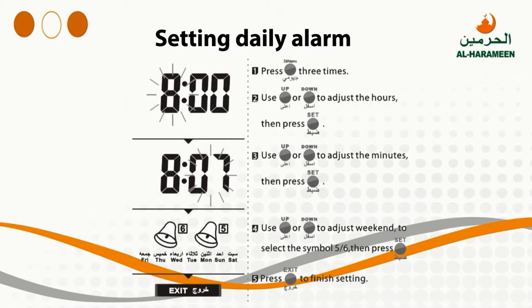1. Press D/alarm 3 times. 2. Use up or down to adjust the hours, then press set. 3. Use up or down to adjust the minutes, then press set. 4. Use up or down to adjust weekend, to select the symbol 5/6, then press set. 5. Press exit to finish setting.